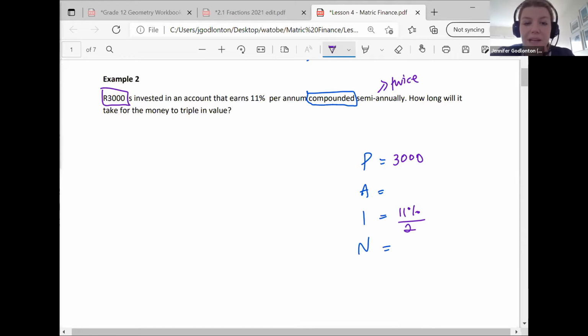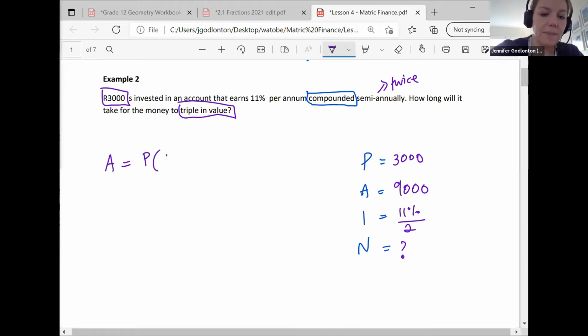How long will it take for the money to triple in value? So that's telling us that the A amount needs to be triple our P amount, and our N is what we are looking for. They've told us that it's being compounded, which means we're going to be working with A equals P, 1 plus i to the power of n. So let's see how it goes from there. I'm going to warn you that it has a slight twist at the end when you have your answer. So be careful when you give me your final answer.